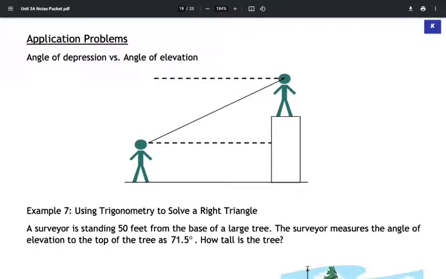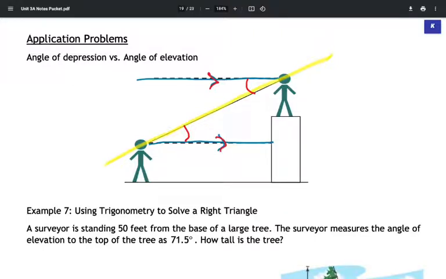Okay, application problems for trig. This right here is someone's horizontal line of vision. This is someone's horizontal line of vision. Each of those lines are parallel to each other. This right here is a transversal going through those parallel lines. And we've talked about before in geometry how this angle and this angle are alternate interior angles, and they're going to be congruent to each other as long as these lines are parallel to each other.